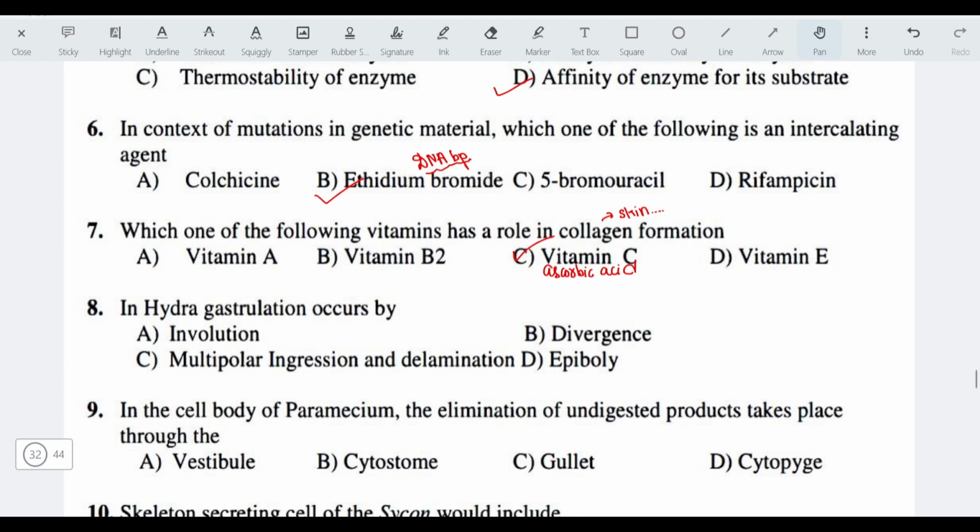Next, in hydra, gastrulation occurs by. The answer is multipolar ingression and delamination. So these are forms of gastrulation. Gastrulation, what is that? The movement of the cells, right? Next question. In the cell body of paramecium, the elimination of undigested product takes place through, the answer is cytopyge. It is a structure through which undigested waste is eliminated in paramecium, right?